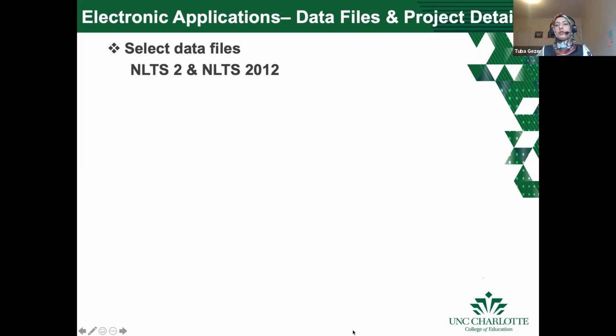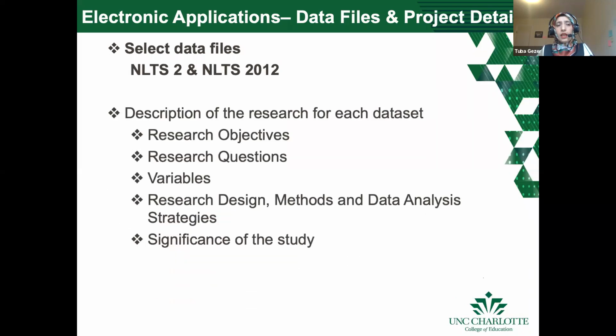So once you enter all that information, you will move to the second step where you select data files. At this point, you can choose multiple data files, but you have to know that for each data set you will include the project description. And the project description will include research objectives, research questions, which variables you are going to use, research design, method of analysis, and also why this study is important.